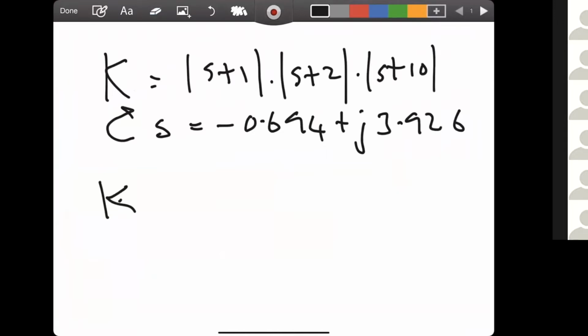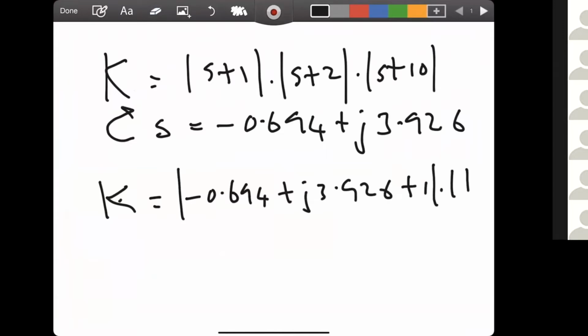So dapatlah nilai K. Faham tak? Tahu tak nak gantikan macam mana? Masuk je lah. Plus j3.926 plus 1. Itu masukkan yang ni pula. Lepas tu masukkan yang ni pula. Okay? Boleh tak? Cuba yang ni. Simplifykan yang ni. 1 tolak 0.694 berapa? 0.306.